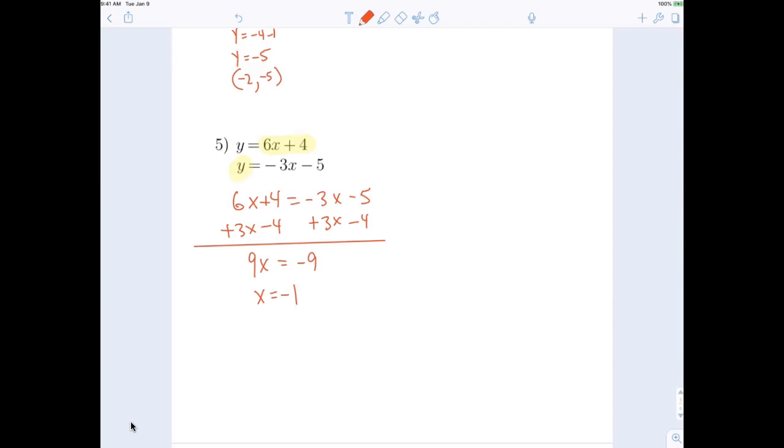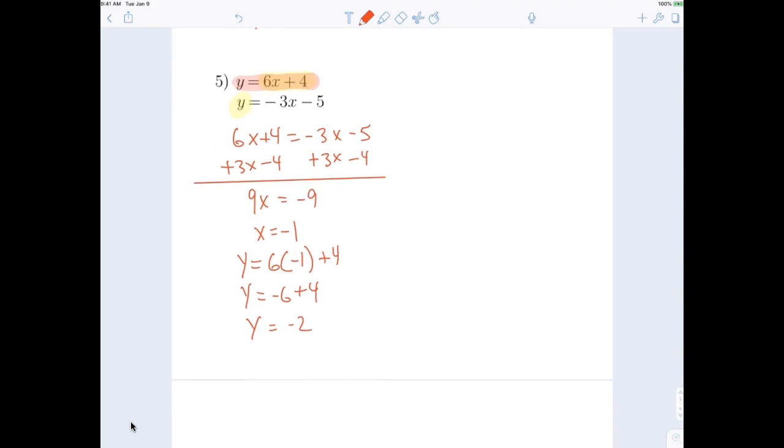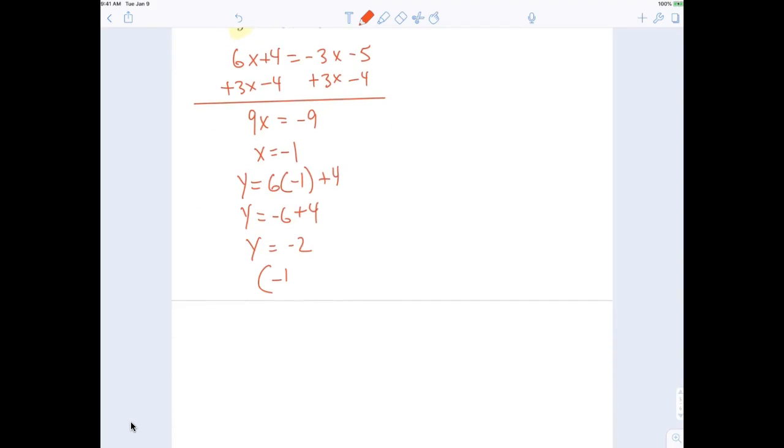Now, I think the first one is the easiest, so I want to highlight this right here. I'm going to take the first equation, and wherever I see the x, I'm going to put what? Negative 1. So y equals 6 times negative 1 plus 4. Y equals negative 6 plus 4. Y equals negative 2. So my solution is what? Negative 1, negative 2.